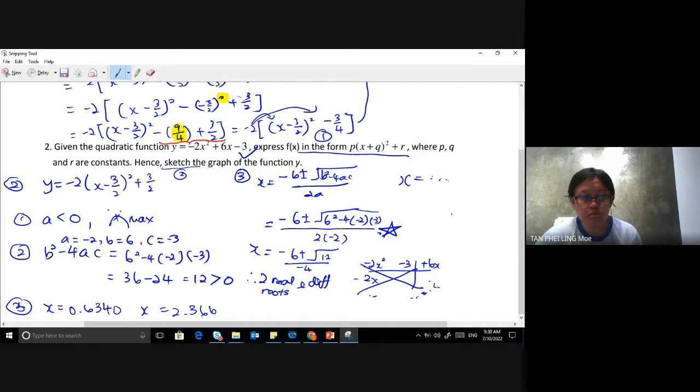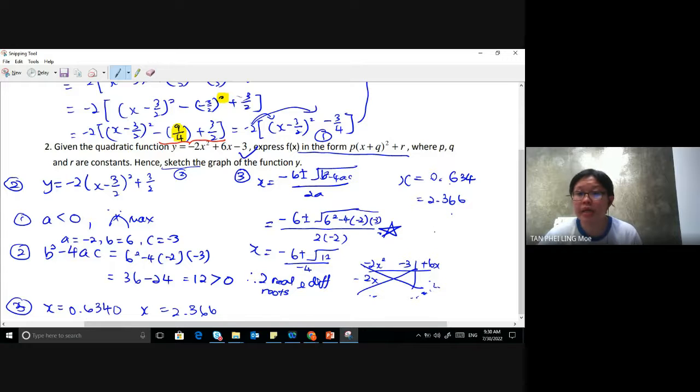Okay, so x equals to 0.634. All right. Then here will be another one, 2.366. All right. So like that you can sketch already, but you haven't found your y-intercept, so you have to continue to find out where's your y-intercept.